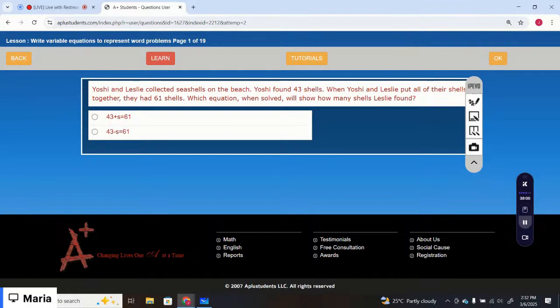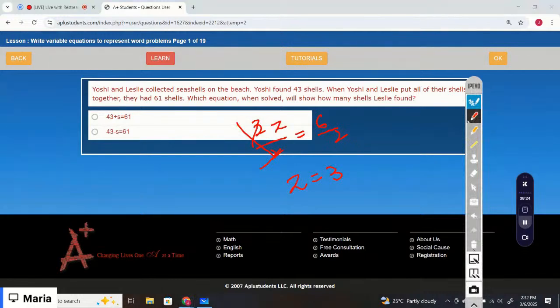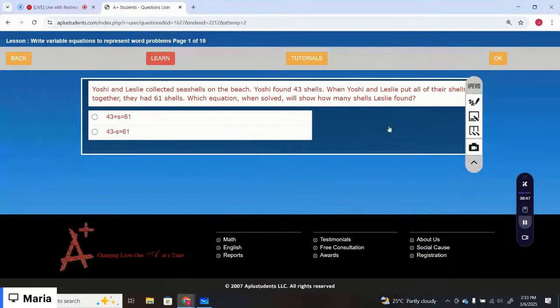Yoshi and Leslie collected seashells on the beach. Yoshi found 43 seashells. When Yoshi and Leslie put all their seashells together, they had 61 shells. Which equation, when solved, will show how many seashells Leslie found? So Yoshi has 43, right? And when they collected together, they have 61. So that means 43 seashells Yoshi has and s seashells Leslie has, and when they add it together, they have 61. So that is 43 plus s equals 61. Option number 1 is the correct option.